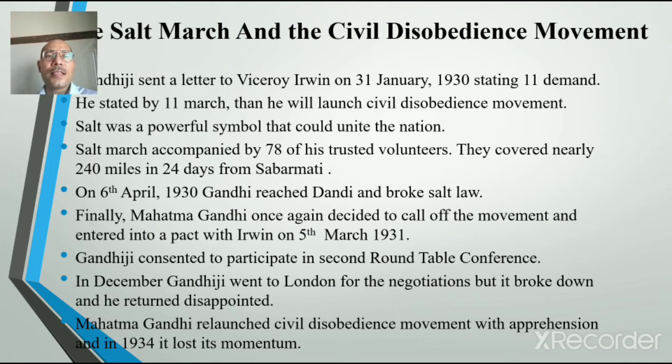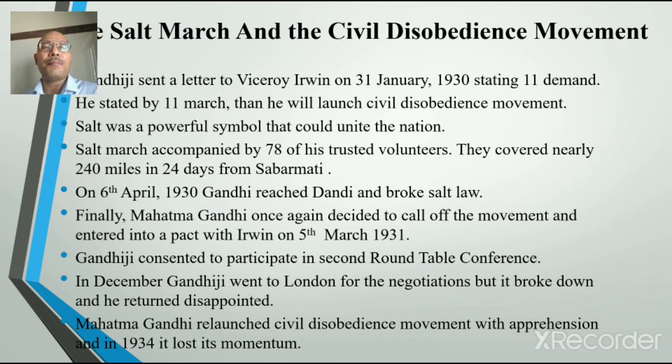Now all of these things happened. Mahatma Gandhi broke the salt law. Then he again consented to be a participant in the second Round Table Conference. All these things happened, but the people fought alongside Mahatma Gandhi against the Britishers, and without any decision taken from the people, without consulting the Indian National Congress, Mahatma Gandhi called off this movement on 5th March.